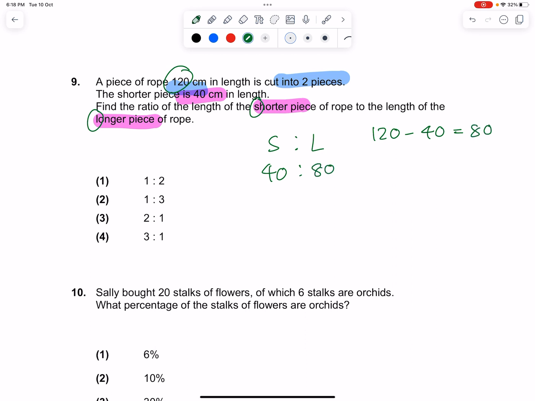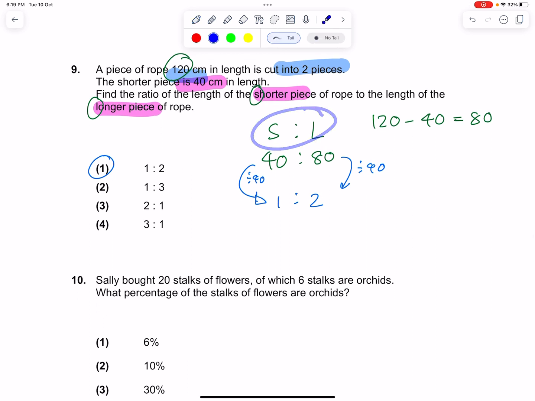Okay, so then we have to simplify. To simplify, once again, we will divide by the highest common factor. In this case, the highest common factor is actually 40. Okay, we divide by 40, the answer here is 1, and when 80 is divided by 40, the answer here is 2. So therefore the ratio is 1:2. So can you see it is very important for positioning. If you swap these two around, your answer would have been 2:1, and that would have been wrong.